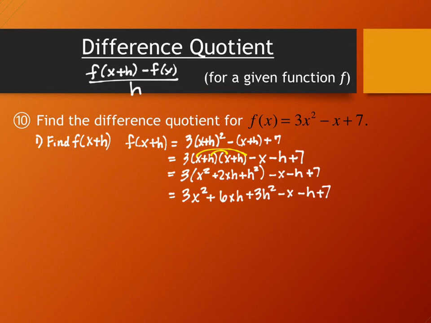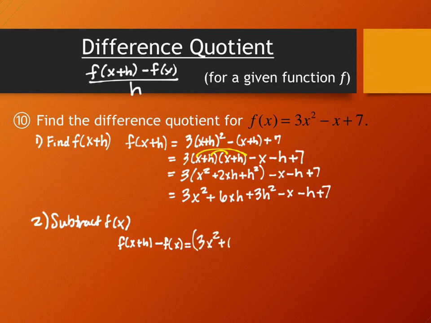Okay, so step 2 is to subtract f of x. So literally what I've got here is the f of x plus h that I just found, and I'm going to subtract f of x. Well, the f of x plus h that I just found was 3x squared plus 6xh plus 3h squared minus x minus h plus 7.